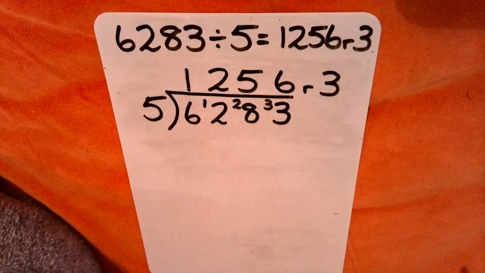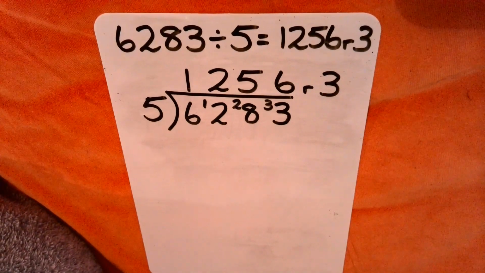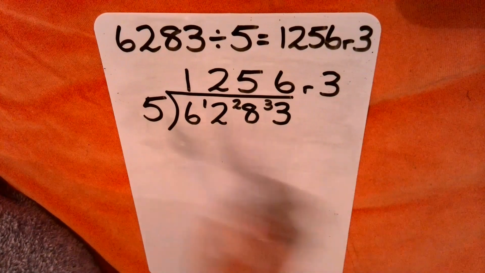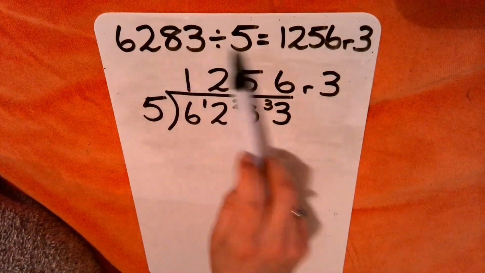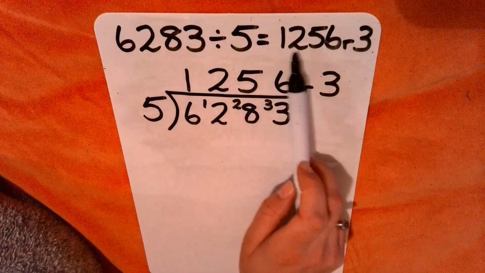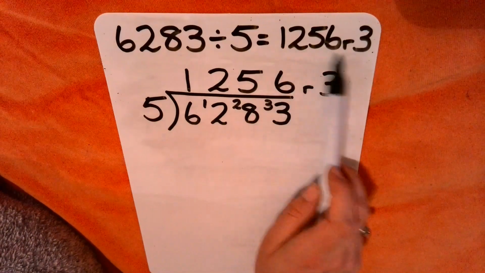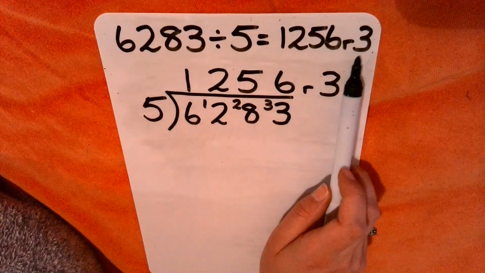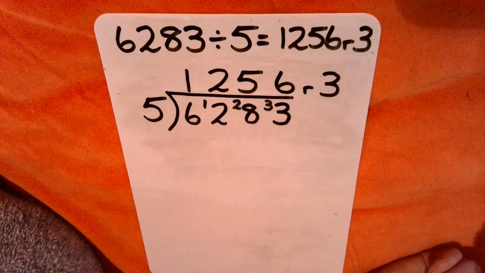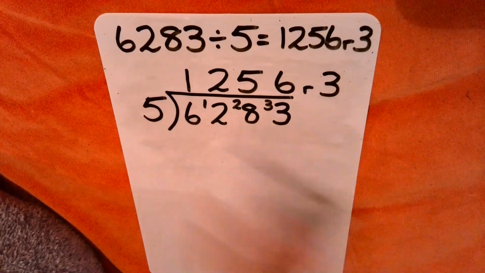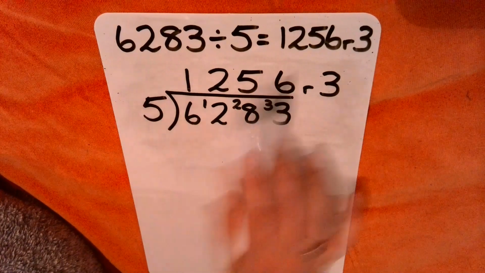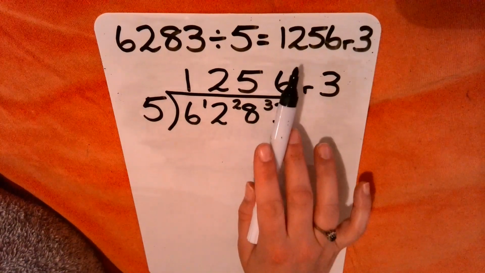So earlier I showed you when we were doing simple short division that 6,283 divided by 5 was 1,256, remainder 3. So we're going to have a look now at how I would answer this calculation if I wanted my answer to be in decimals.